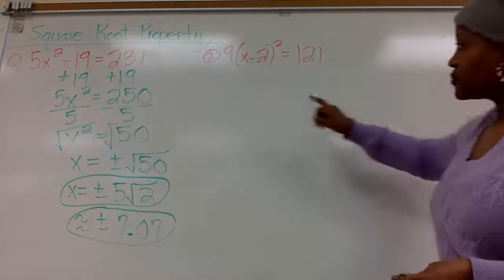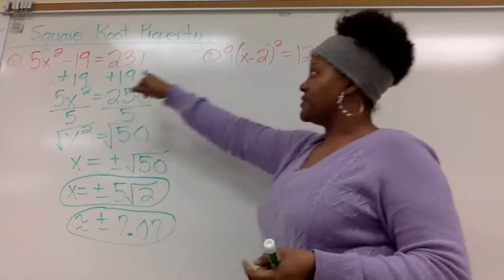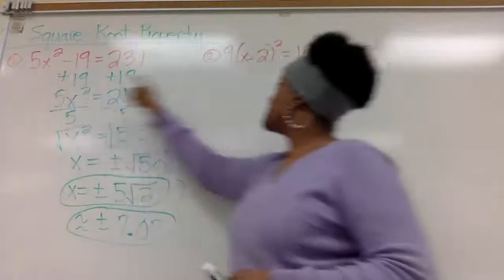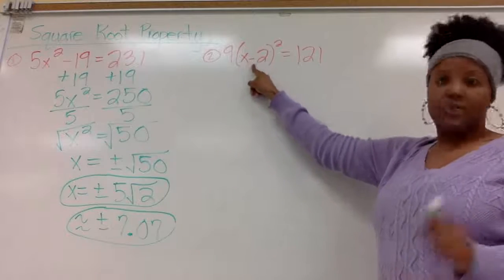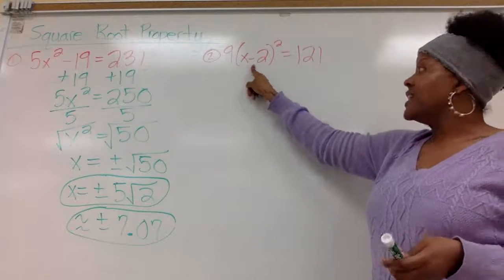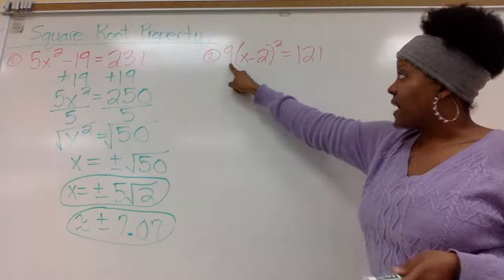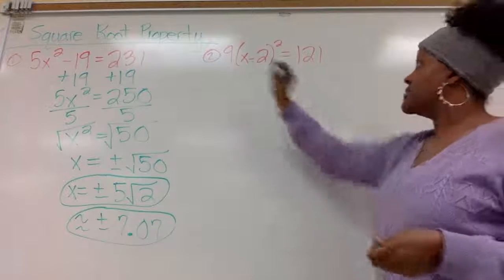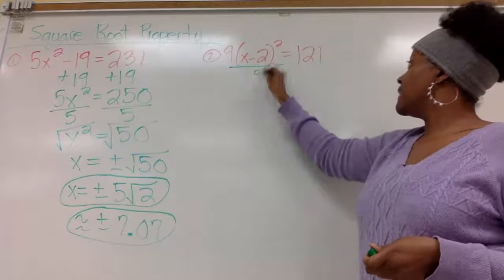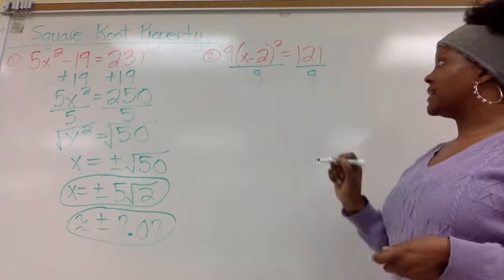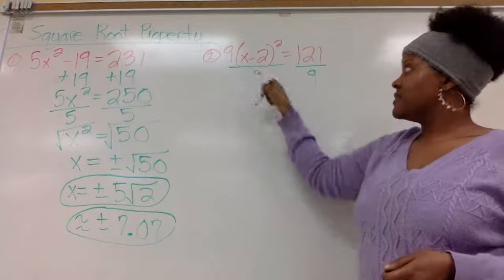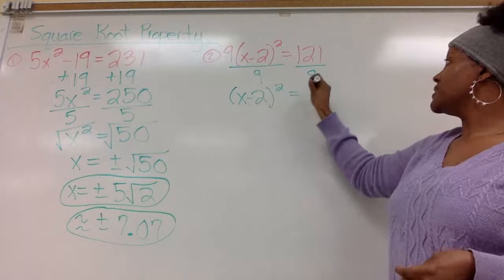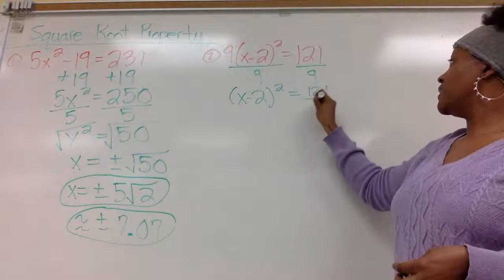Let's do number 2. If you look at number 2, it's a little different than the first one. The first one had the x squared already by itself. This one is in parentheses, so we cannot take the square root just yet. Instead, I need to go ahead and divide both sides by 9. This is multiplying by 9, so we need to divide by 9. I'm going to divide this by 9, and I'm going to divide this by 9. Those cancel out, and it will give me x minus 2 squared equals 121 over 9.